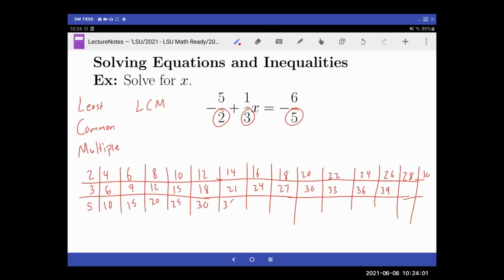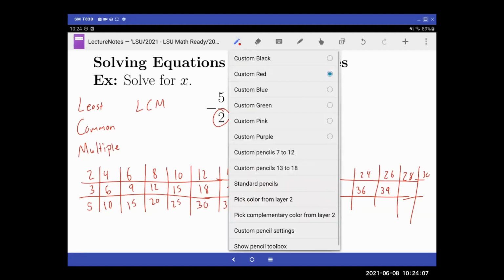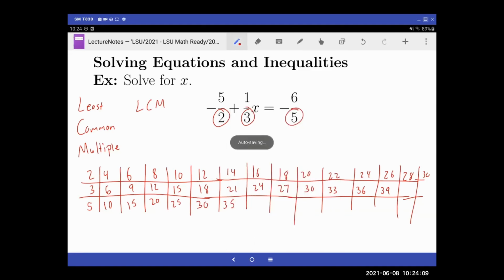Okay, so this is what we're talking about, right? Least common multiple. If you look at all the multiples, right? If you count by twos, count by threes, count by fives. Which one do they have in common? The smallest number that they all have in common? 30, right? There's nothing smaller than that. It's all 30. So 30 is my least common multiple.